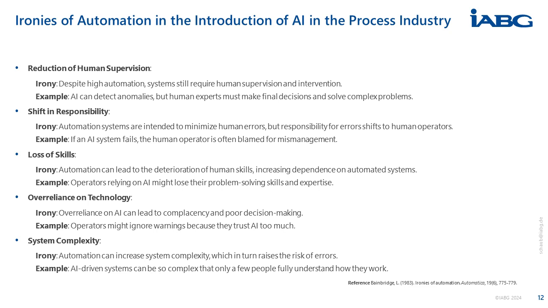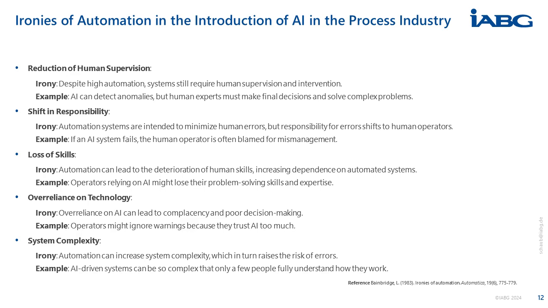In conclusion, while AI and automation bring numerous benefits to the process industry, they also introduce several ironies that must be carefully managed. These include the need for ongoing human supervision, the shifting of responsibility, the potential loss of skills, over-reliance on technology, and increased system complexity.